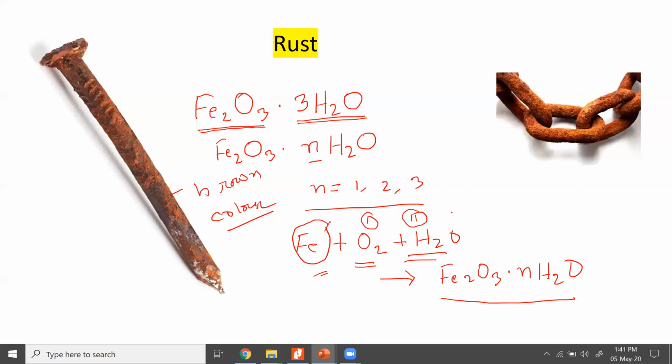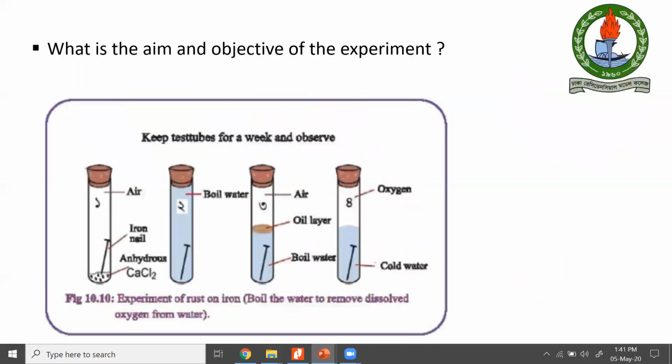So the experiment was in the figure, and the question was, what is the aim and objective of the experiment? The answer is to prove that for rusting, we need oxygen, water, and iron. If any one is absent, rust will not form. So how can we prove it? If we wait 1 week, what will we observe after 1 week?